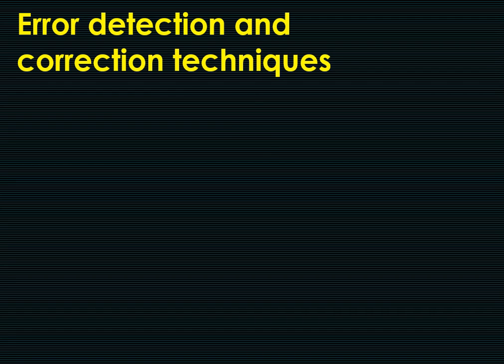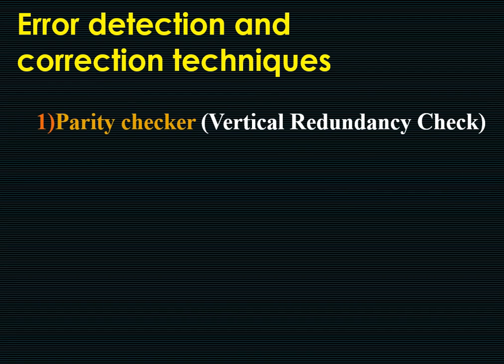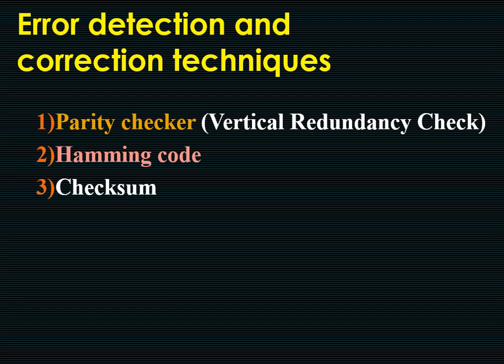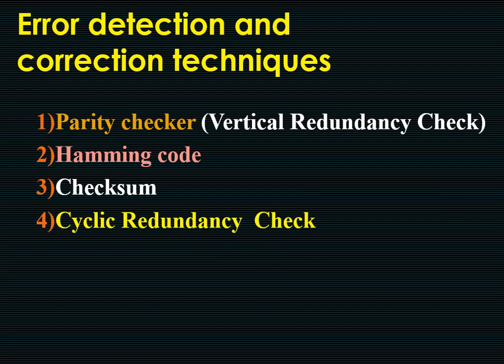The first type is the parity checker or vertical redundancy check. This is one type of error detecting and correcting technique. By using the parity checker, first you detect the error, and after that we correct the errors. The second way is Hamming code. With the help of Hamming code, we can detect the error and correct the error. The third one is checksum, and the fourth is cyclic redundancy check. So these are four different types of error detecting and correcting techniques involved in the data link layer.